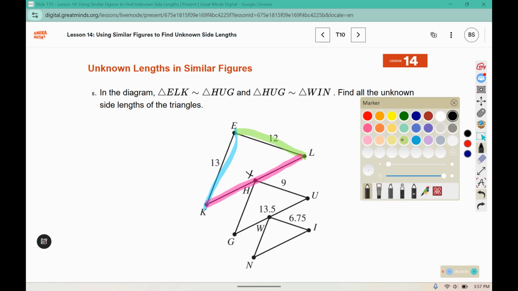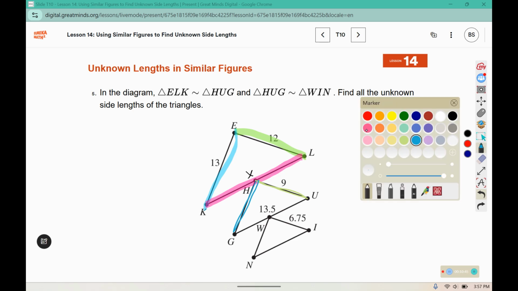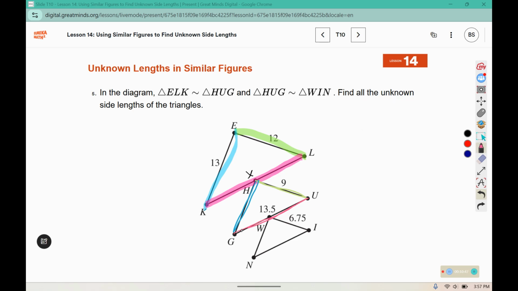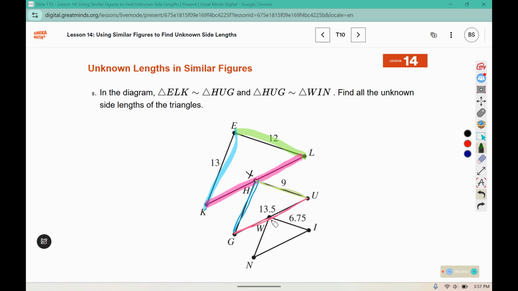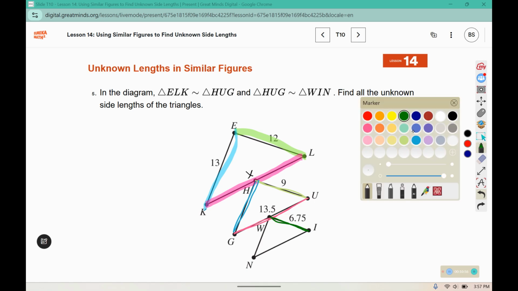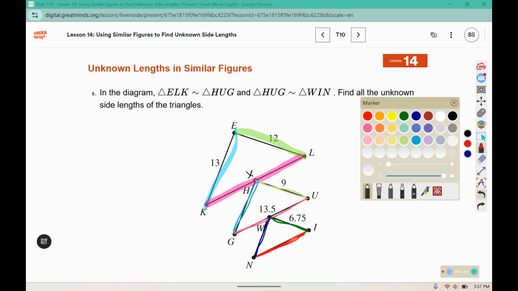This gets paired up with this side length here, this one here, and this one. Then we also have it is similar to here, here, and here. So all the green ones are corresponding, all the blue ones are corresponding, and then the pink and the red match up as well.